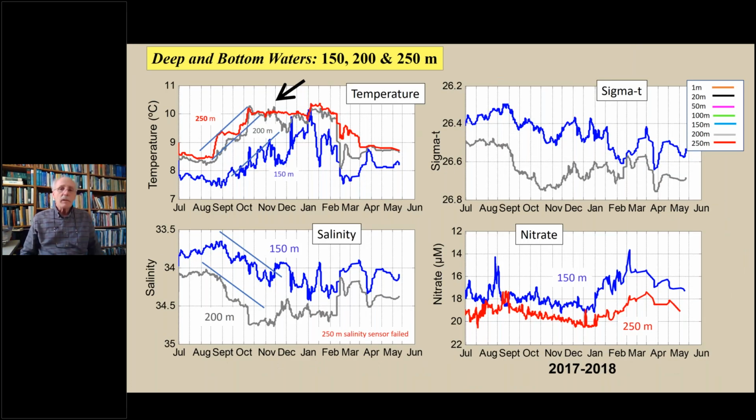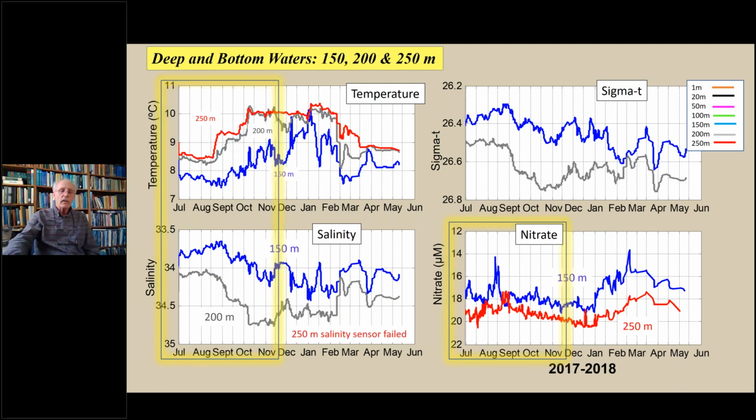Okay, now, taking a look at the deep and bottom waters in 2017, I want to call your attention to this phenomenon where we see, first occurring at 250 meters, then at 200 meters, then at 150 meters, what appears to be an abrupt arrival, if you will, of waters coming in to Jordan Basin. It's shown in the temperature, but we lost the salinity sensor here at 250 meters, so I can only show you 200 and 150. So the temperatures went up and the salinities went down, but they arrived first at the bottom, then the next level up, then the next level up, etc.